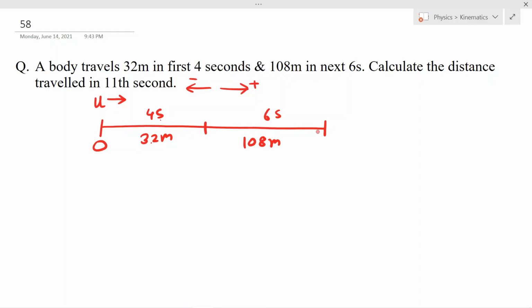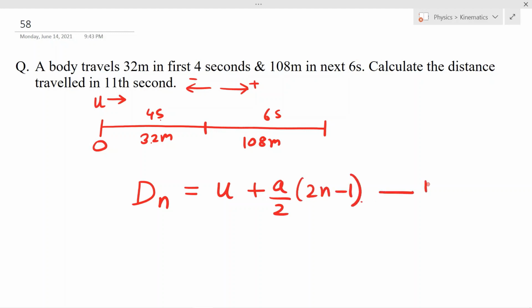Now we have to know the acceleration in order to know the distance it has traveled in 11 seconds. I have already done a video on the distance traveled in nth second. If you have to know the distance traveled in nth second, then this is the formula: dn, that is distance traveled in nth second, is equal to u plus a by 2 into 2n minus 1. So this is the formula.